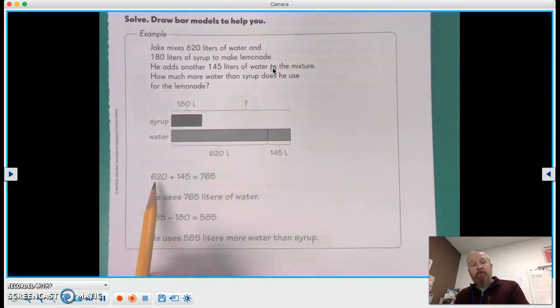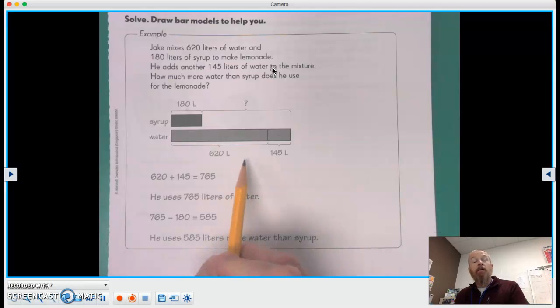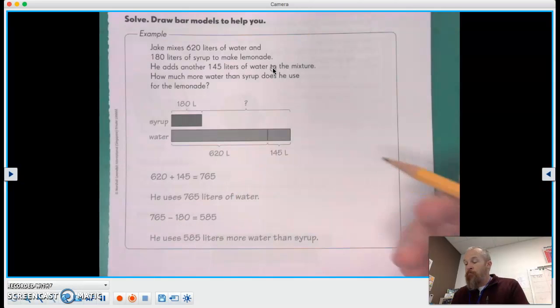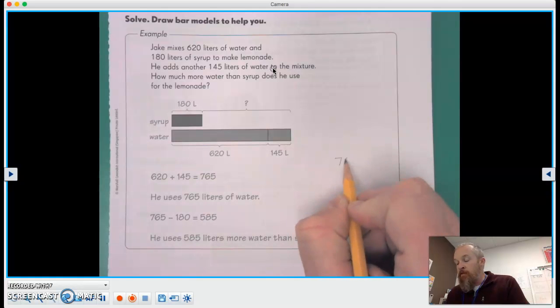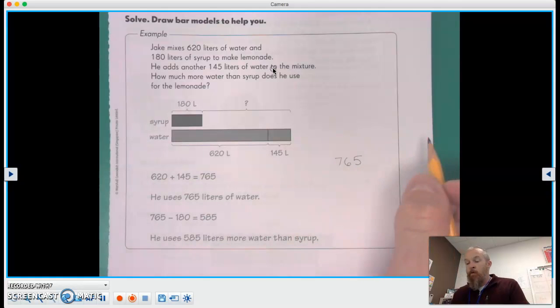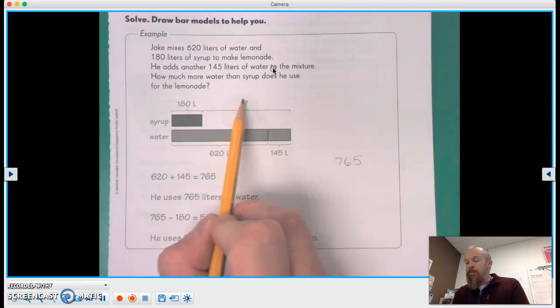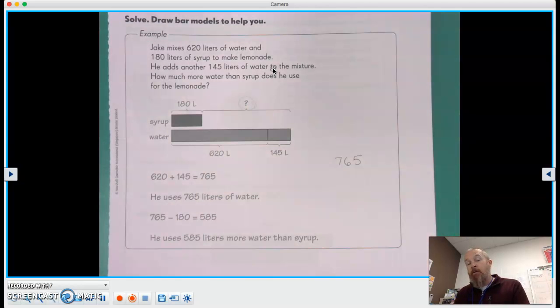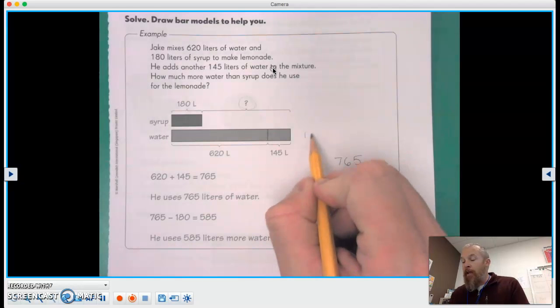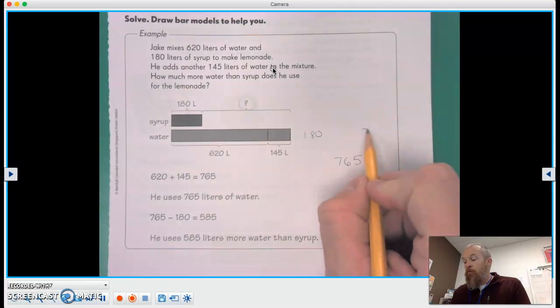So we started with 620. He added 145, so that equals 765. So the total for this is 765. So now let's just go 765 here, okay? And you'll notice this is actually our question. Where that question mark is, that's the question we're looking for. Now we have 180 of it, but we're missing this part.